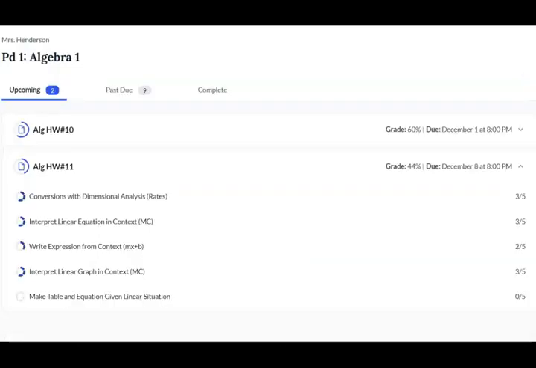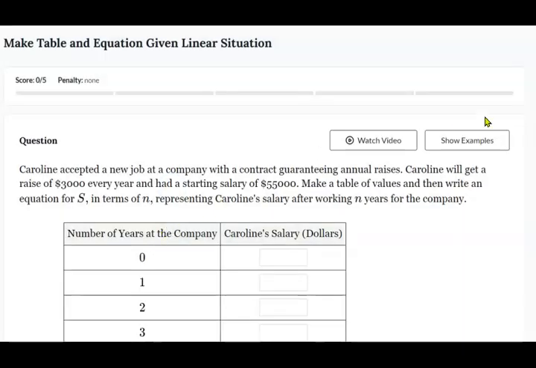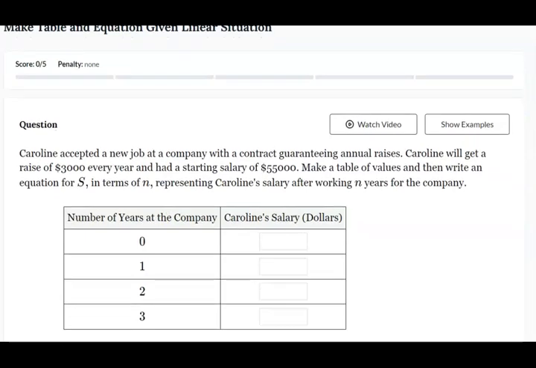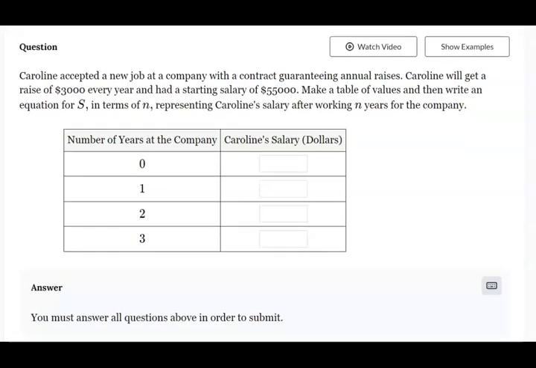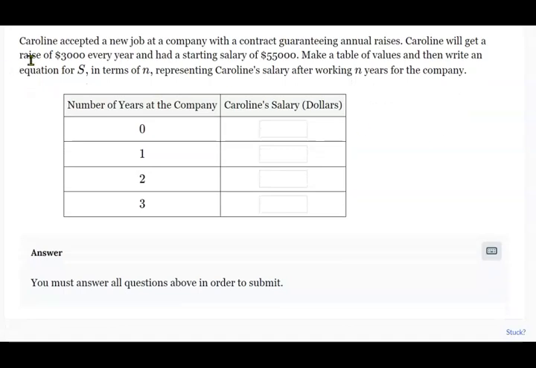All right, let's go back and take a look at our last topic here for making equations, making tables and equations given a situation. So Caroline accepted a new job at a company with a contract guaranteeing annual raises. Caroline will get a raise of $3,000 every year and has a starting salary of $55,000. So that goes right here. Initially, she gets $55,000. I'll make a table of values and then write an equation S in terms of N for representing Caroline's salary after working N years.